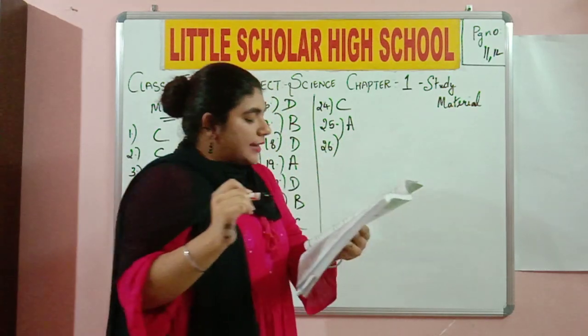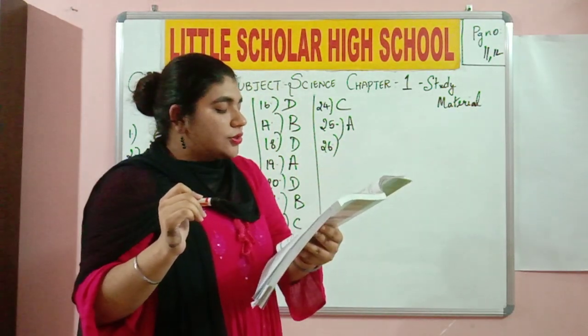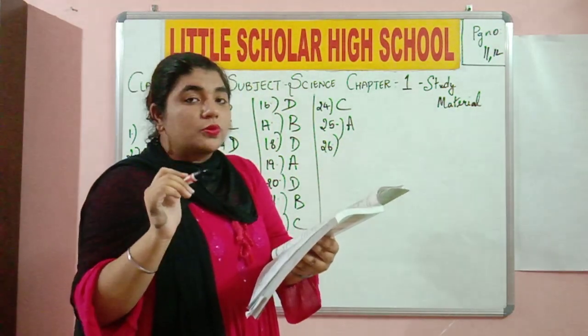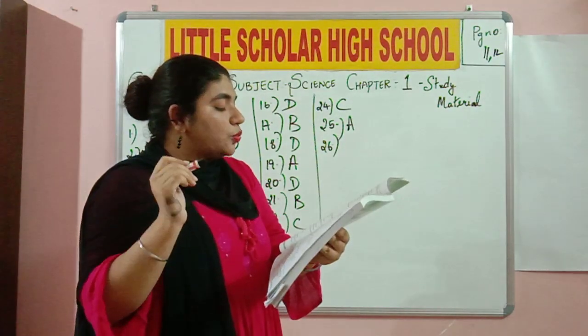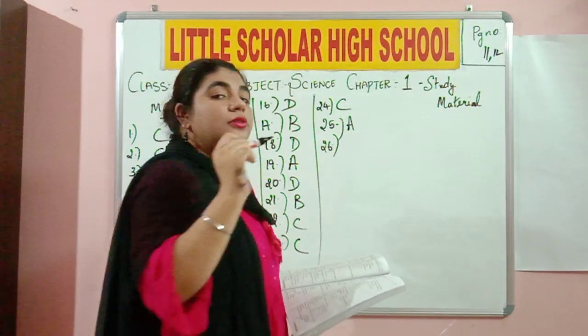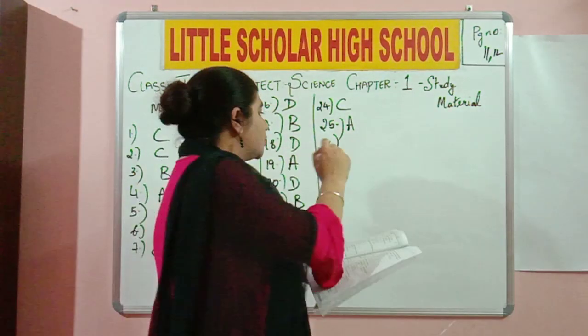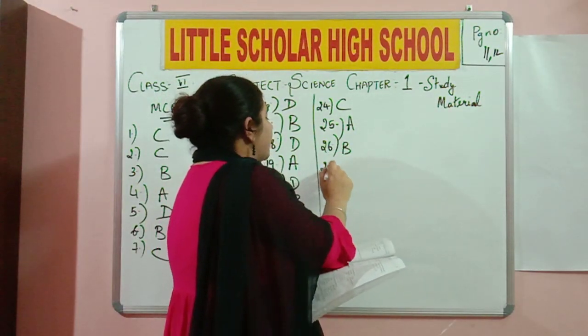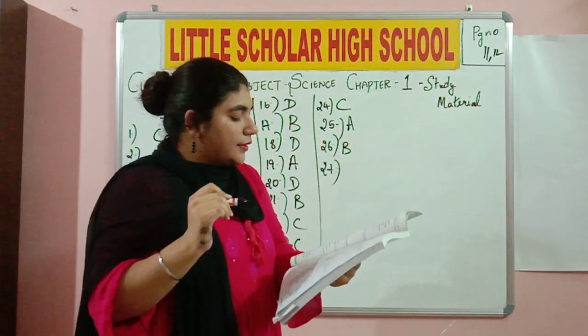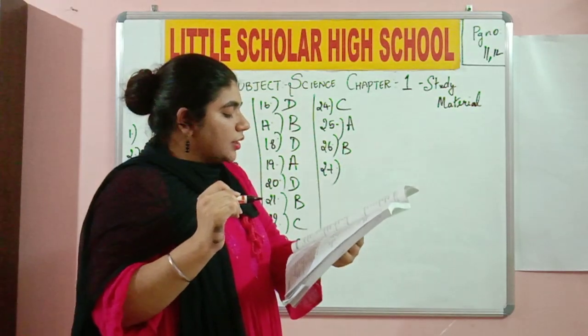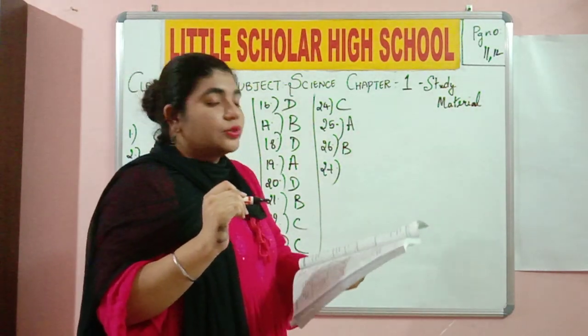26. Carrot, which is used as food. I repeat this one, 26th one. It is the root of the carrot which is used as food. 26th one is B. 27th. In cabbage, which is used as food, it is the leaves.